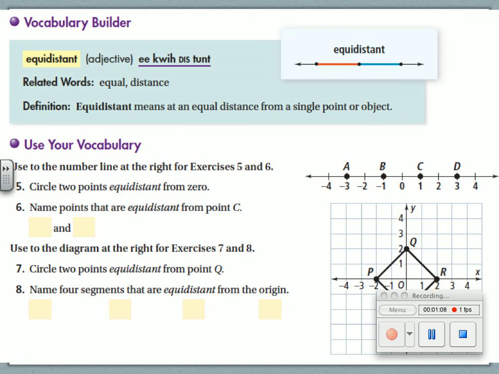Vocabulary, one of our words we've had from chapter 3 or 4, I don't remember which one. Equidistance means equal distance, or related words equal or distance. Equidistance means at the equal distance from a single point or object.